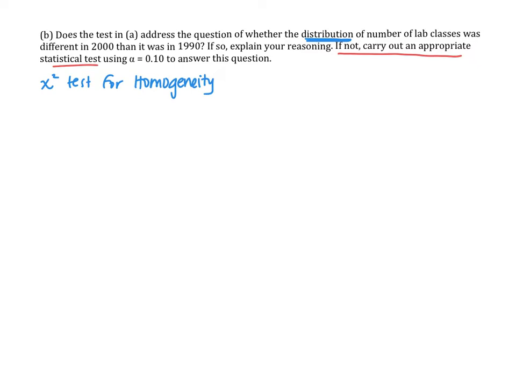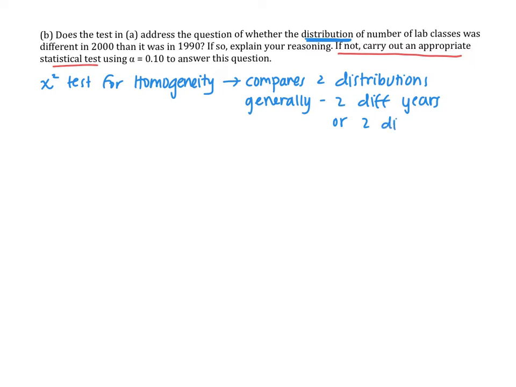What this test does is it compares two distributions, and it wants to know, did the distribution change? Generally, you are looking at 2 different years or 2 different groups of people. In this case, it's 2 different years. We're comparing people in 1990 to people in 2000. That tells us it's a chi-square test for homogeneity. Again, we're looking at, did the distribution change?